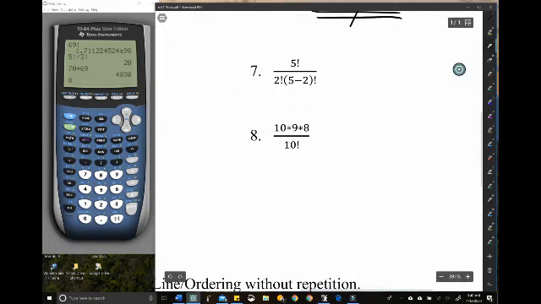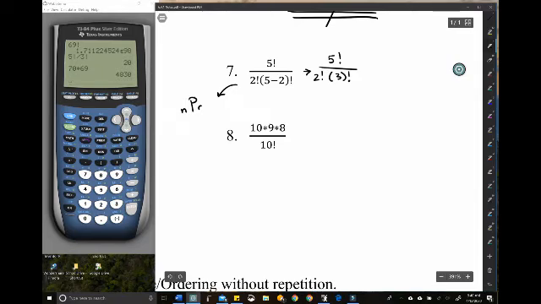A little bit different with 7. This actually turns out to be our formula we're going to deal with in the future. It's the nPr, or permutations formula. But anyway, 5 factorial over 2 factorial times the quantity 5 minus 2. I recommend just kind of simplifying it as you go. 5 factorial over 2 factorial, and then this would be 3 factorial.